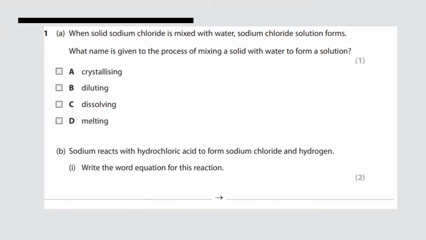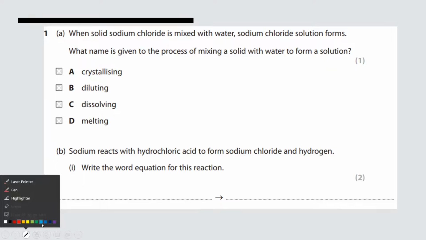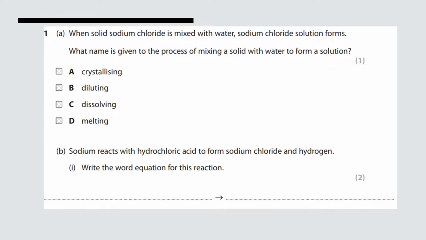When solid sodium chloride is mixed with water, sodium chloride solution forms. What name is given to the process of mixing a solid with water to form a solution? So think about that. Crystallizing is when you leave a substance to dry out and crystals form, so it's not that one. Diluting is two liquids, like diluted orange juice. Melting, no, it's not melted. It's mixed, so it's dissolving, isn't it? So you dissolve sugar in water.